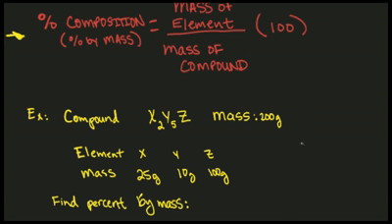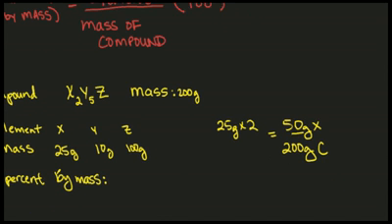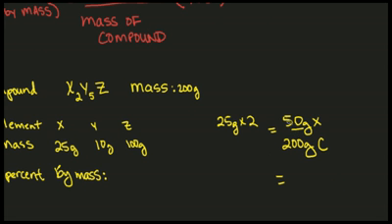So in this case, X is 25 grams, and there's 2 of them, so you'd have a total of 50 grams. And then that's X, and then it's 200 grams for the compound as a whole, whatever the compound may be. Okay? So then 50 goes into 200 1/4 times, which is equal to 0.25 times 100. And that's all there is to it.